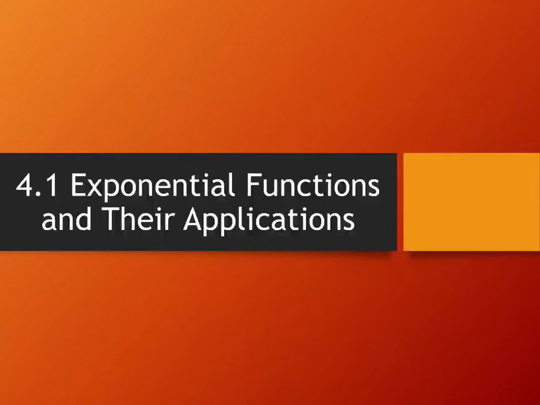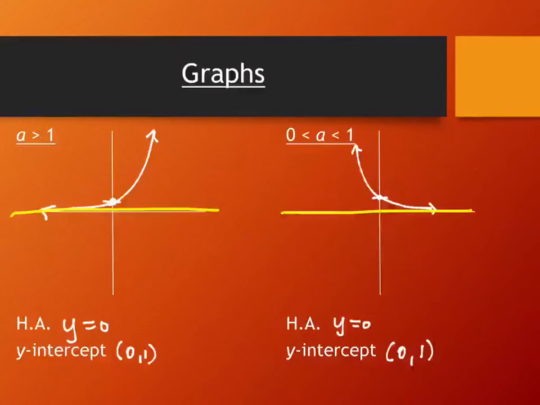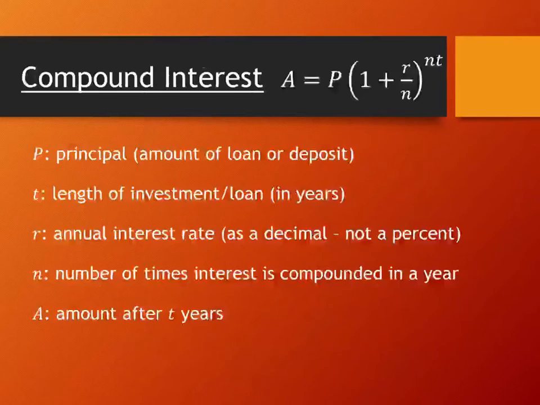All right, so last time we started our discussion in section 4.1 of exponential functions, and today we're going to do the part that's the applications. The primary application we're focusing on, because it is actually quite important, is compound interest. So compound interest has the equation A equals P times (1 plus R over N) to the NT.